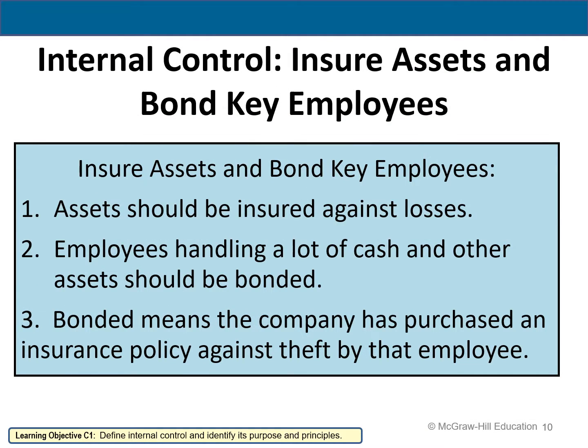Then if we look at the internal control of insuring assets and bonding key employees, assets should be insured against loss. Employees handling a lot of cash and other assets should be bonded, so if they steal from you, you can get your money back. Bonded means the company has basically purchased insurance against theft by that employee.